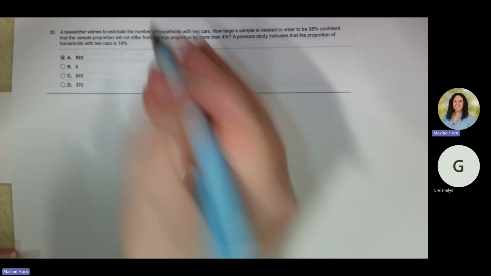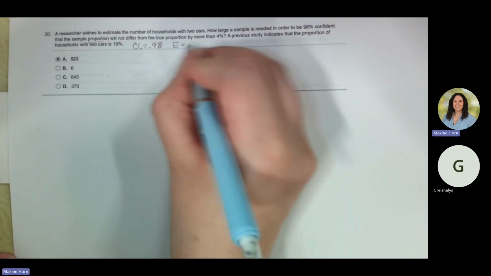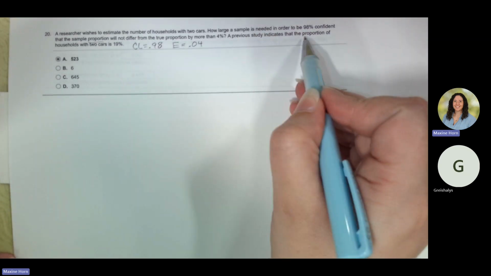All right, a researcher wishes to estimate the number of households with 2 cars. How large a sample size, again we're looking for an n, is needed in order to be 98% confident that the sample proportion will not differ from the true proportion by more than 4%, so our margin of error is 4%. A previous study indicates that the proportion of households with 2 cars is 19%, right? So let's see, where was that written? I thought I had something there.